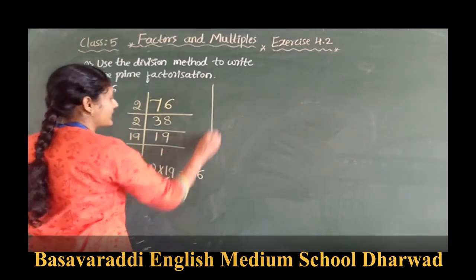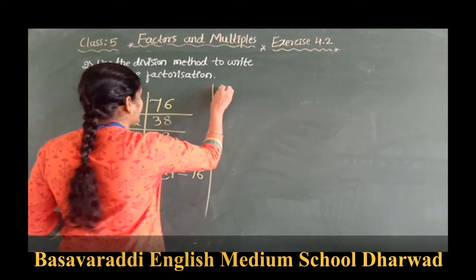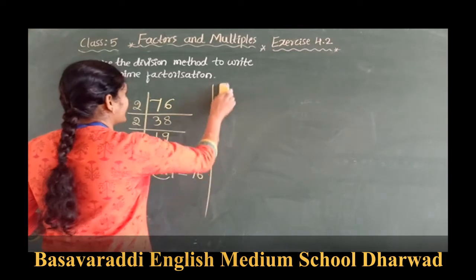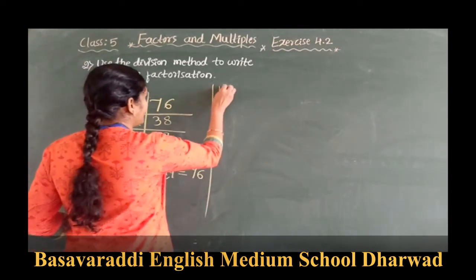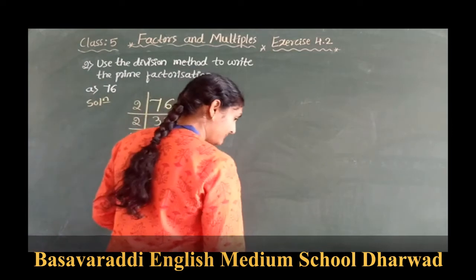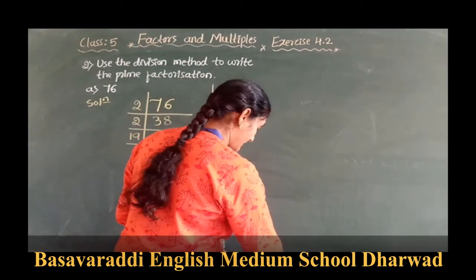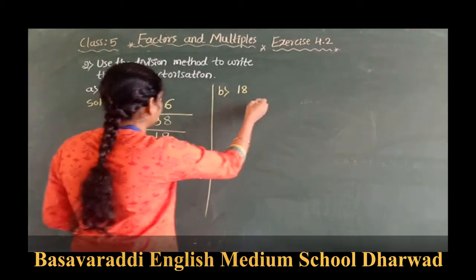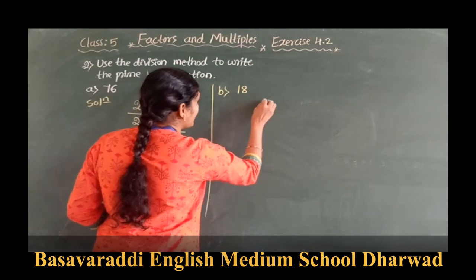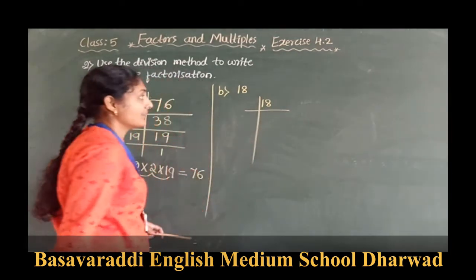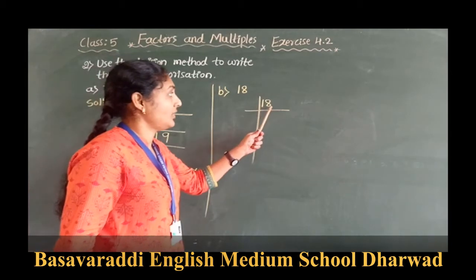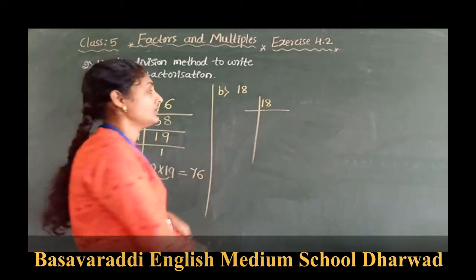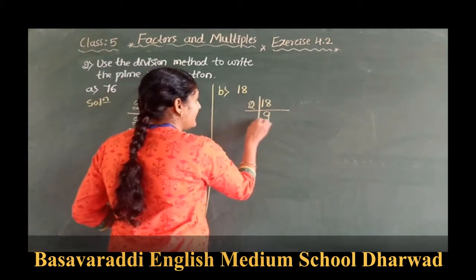Okay, next let us do the second question. That is B in the second main question, one more example. The B one is 18. Write the 18 in the column. In the ones place there is the 8, so 18 is divisible by 2. 2 nines are 18.